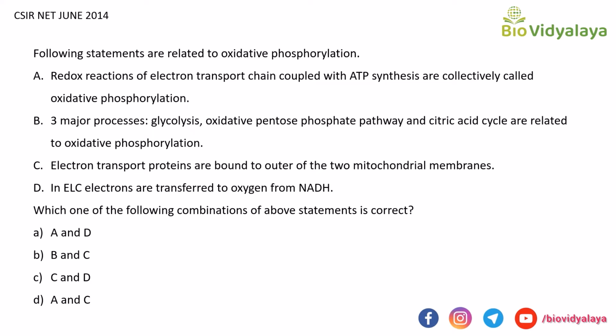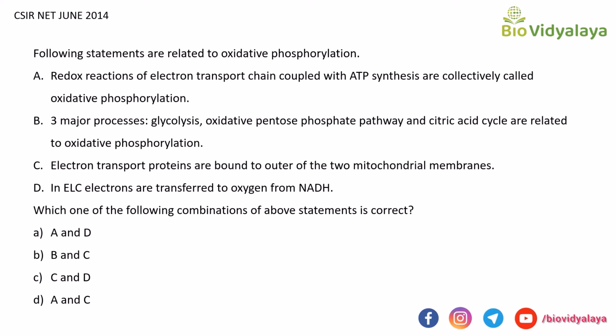Which one of the following combinations of above statements is correct? Option A, A and D. Option B, B and C. Option C, C and D. Option D, A and C. This type of question is very easy to solve even though you are not sure about all the options. So let's see how to solve this question.